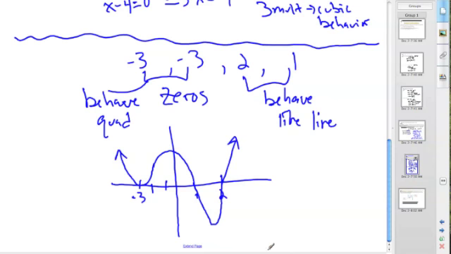So you notice at -3, it's quadratic-like. And at 1 and 2, they're linear, so it's a straight line that goes straight through. I know it's quadratic down here, but you have to look at what it does exactly at the intercepts.